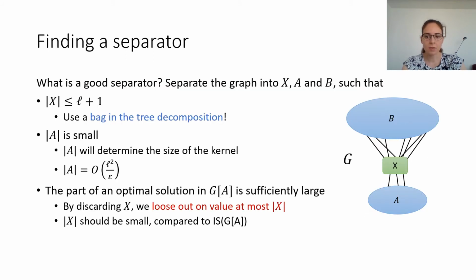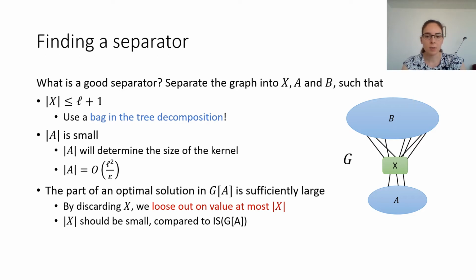First of all, I said that A has to be sufficiently small to give it to the oracle. In particular, since this size will determine the size of the kernel, and I promised the size of L squared over epsilon, that means that the size of A has to be bounded by L squared over epsilon.